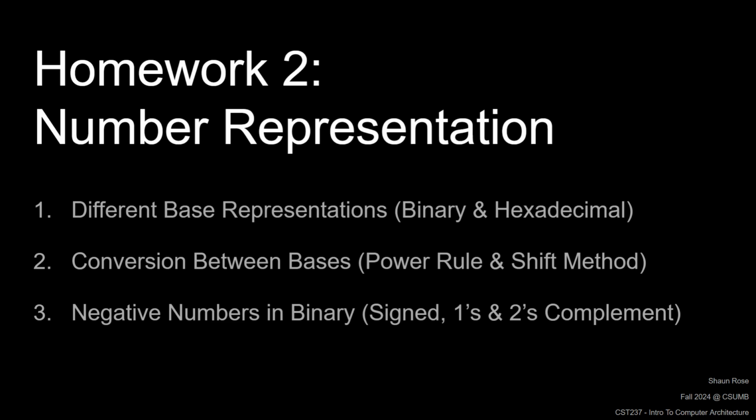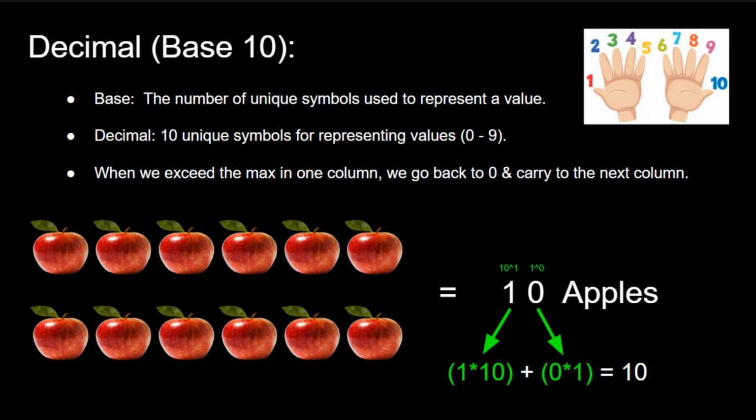So what is number representation? Number representation is the system we use to represent unique values. If we have 10 apples, we would write that as 1 0 using a number representation system called decimal, also known as base 10. So what does decimal, or base 10, actually mean?